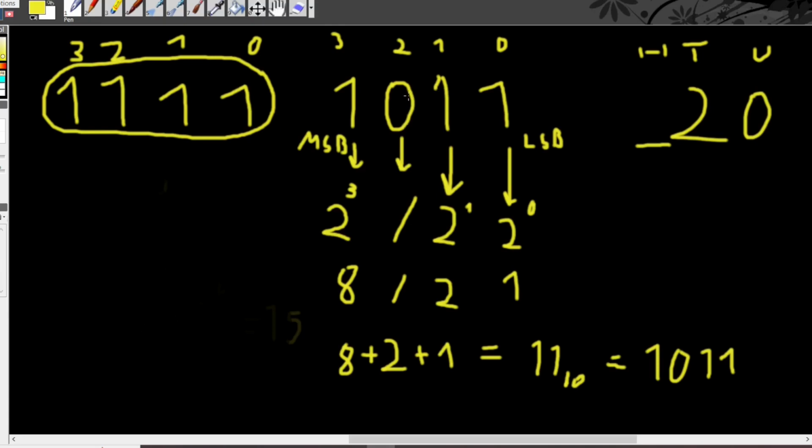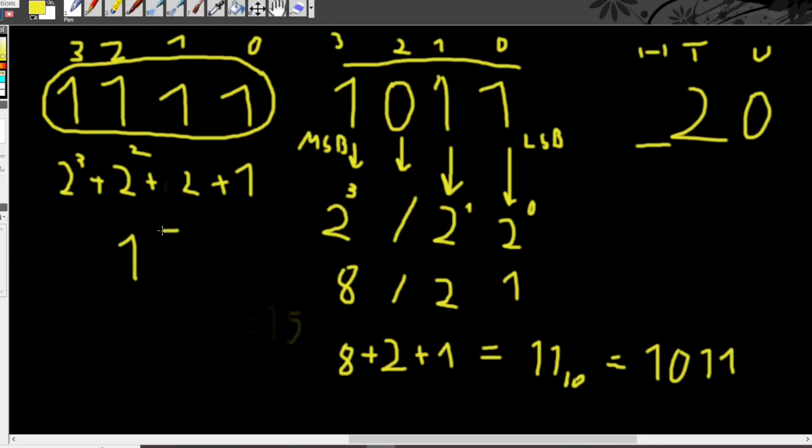In this binary number, we did not have a 1 in the index 2, so we did not add 2 to the power of 2. So we take 2 to the power of 3 plus 2 squared plus 2 to the power of 1, which is just 2, and 2 to the power of 0 is 1. Adding these up, 2 to the power of 3 is 8, plus 2 squared is 4. So 8 plus 4 is 12, and then 13, 14, and 15. So the answer is 15.